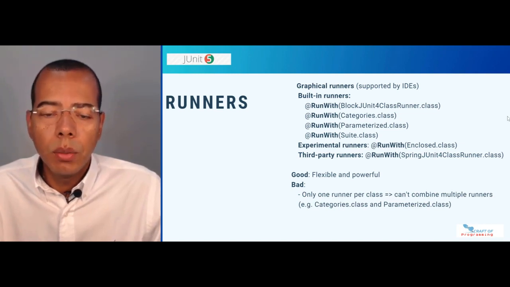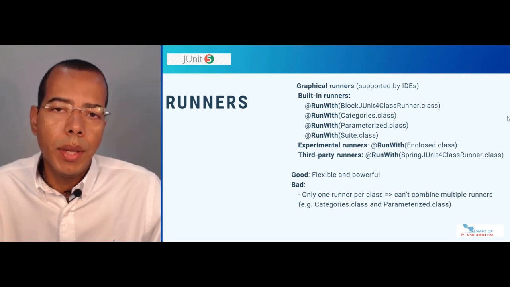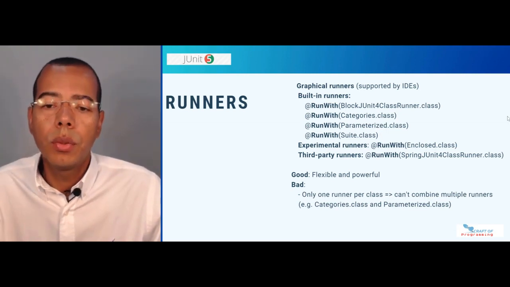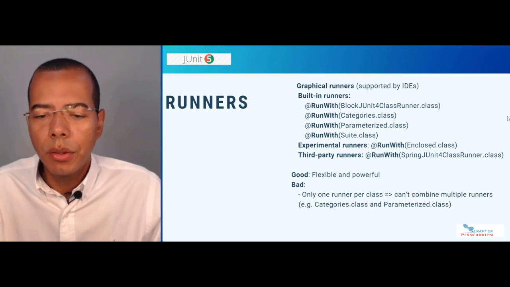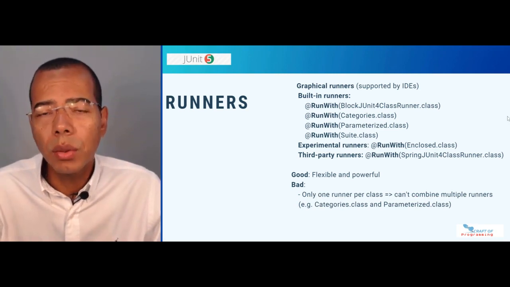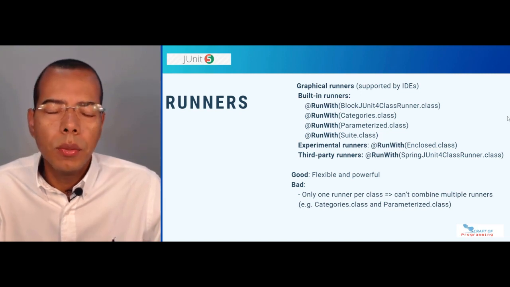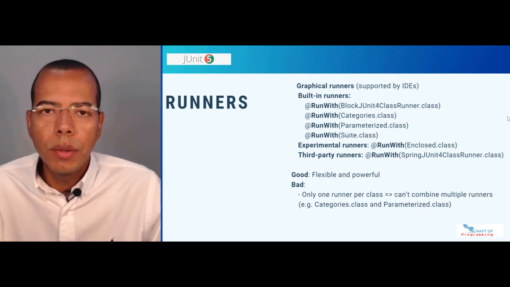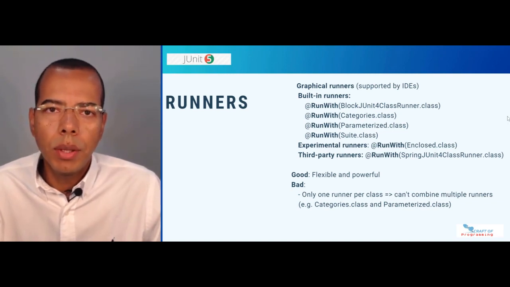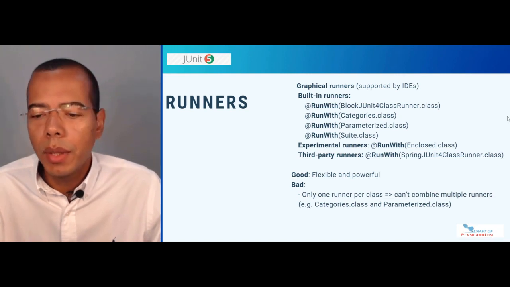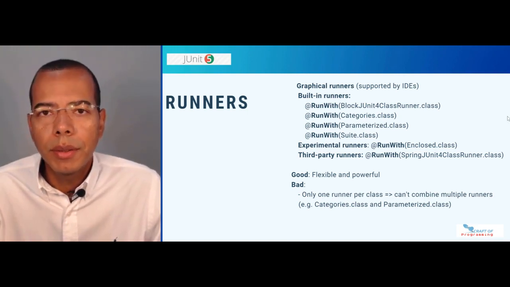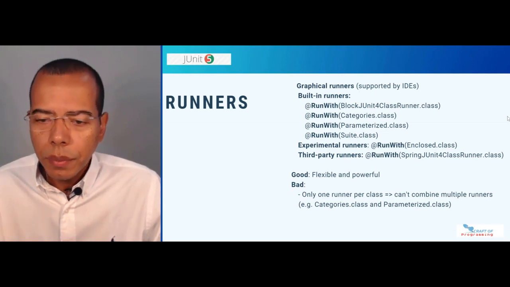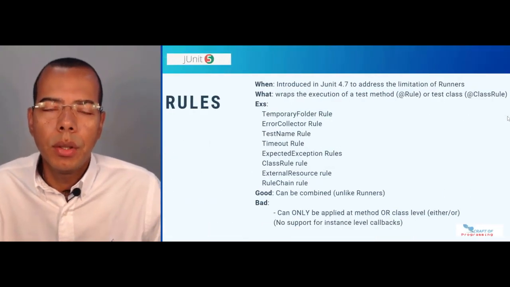mechanism. So it was flexible in a way, and it was powerful because you could do all of those things, but one big limitation was that you could only have one runner per class. For example, let's say that you want to use categories to filter certain tests, but you wanted to use parameterized tests as well. In JUnit 4 you couldn't do that because you could only have one runner per class, and both categories and parameterized tests are runners. So that was a big limitation of the runners.